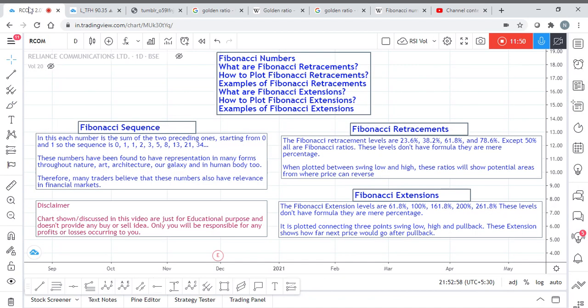So let's move to the next part, that is Fibonacci extensions. Fibonacci extensions are used for finding the targets. The Fibonacci extension levels are 61.8%, then 100%, 161%, 200%, 261%. So these are some of the Fibonacci extension levels. There are many more, but they are rarely used. And what you want to do with the Fibonacci extension is to find the potential target.